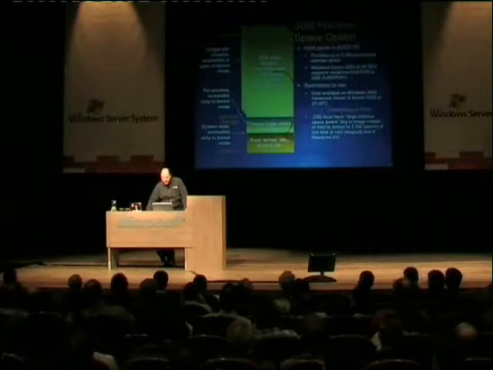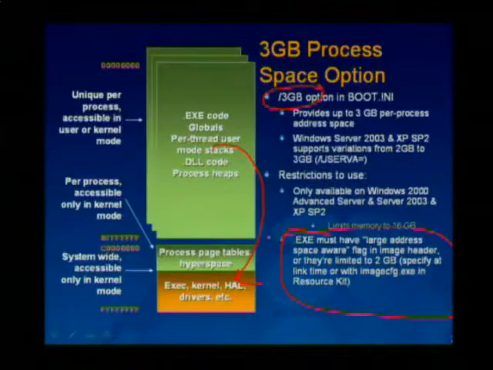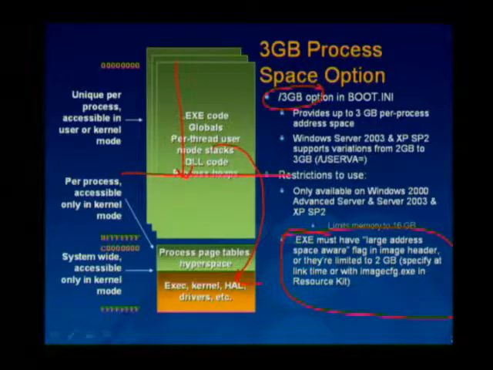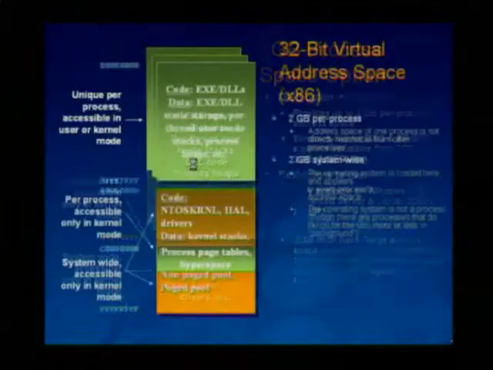And that's because, it's on the slide, the image has to be specially marked as I'm a large address space aware exe. There's a bit in the image header. So if you boot 3GB and create a process, unless that bit is set, the process is limited to 2. That's to avoid potential application bugs because the programmer assumed a 2 gigabyte address space. And that was the promise.